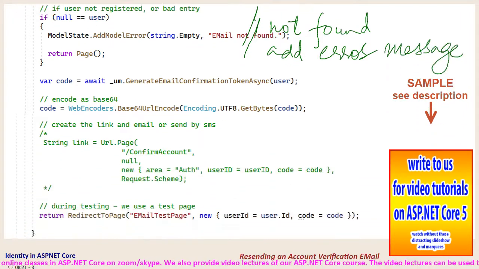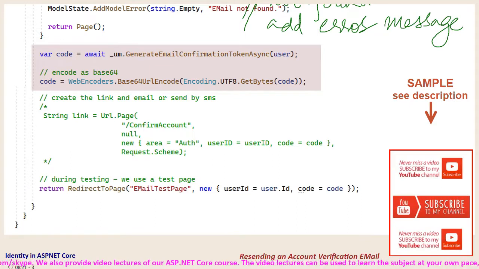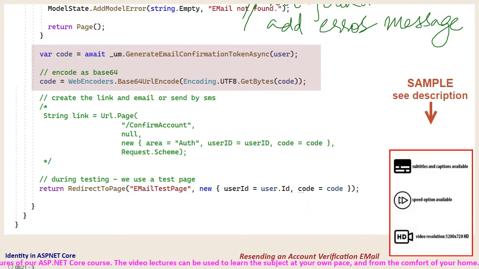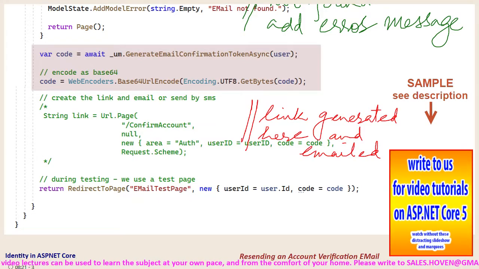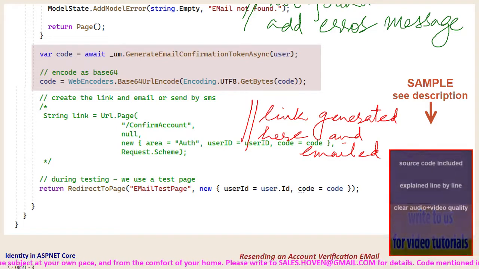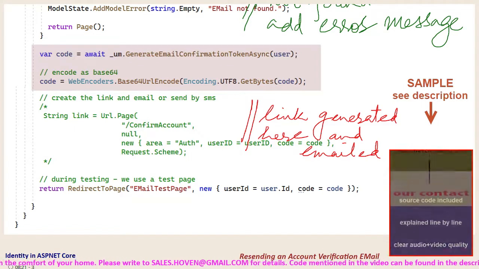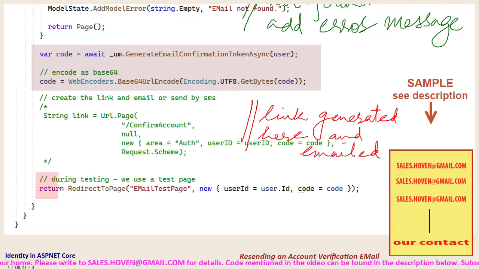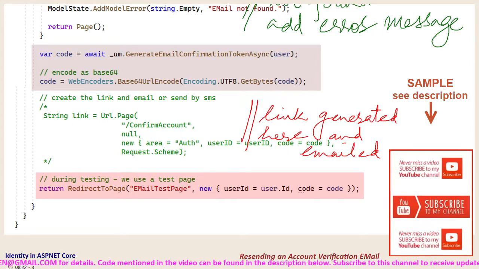The confirmation token is obtained through the generate email confirmation token async function. Then it is encoded as a base64 string. As you can see in the commented part, the link can now be generated by using the url.page function. In a real-world application, this link would be emailed at this point. But since we are in a tutorial, we can redirect the user to an email test page and show the link there. This is the same thing that we did in the previous tutorial.